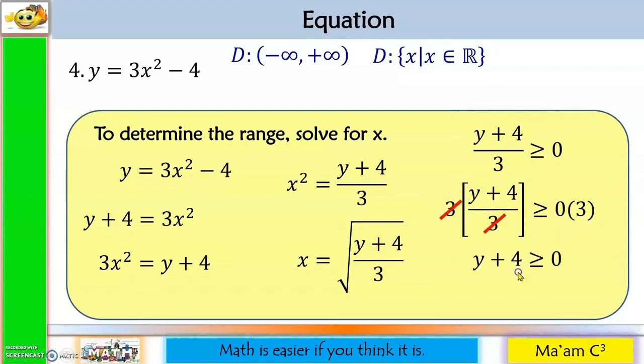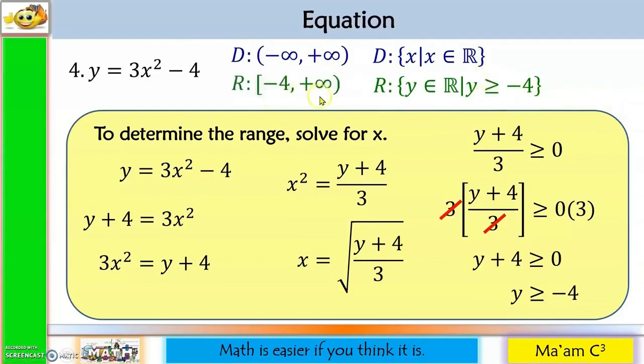So you have y plus 4 greater than or equal to 0. Move positive 4 to the other side. Y is greater than or equal to negative 4. This will be our range. Now, in interval notation, you'll start with negative 4 going to the right. So from negative 4 to positive infinity. Why bracket? Because there is or equal to.